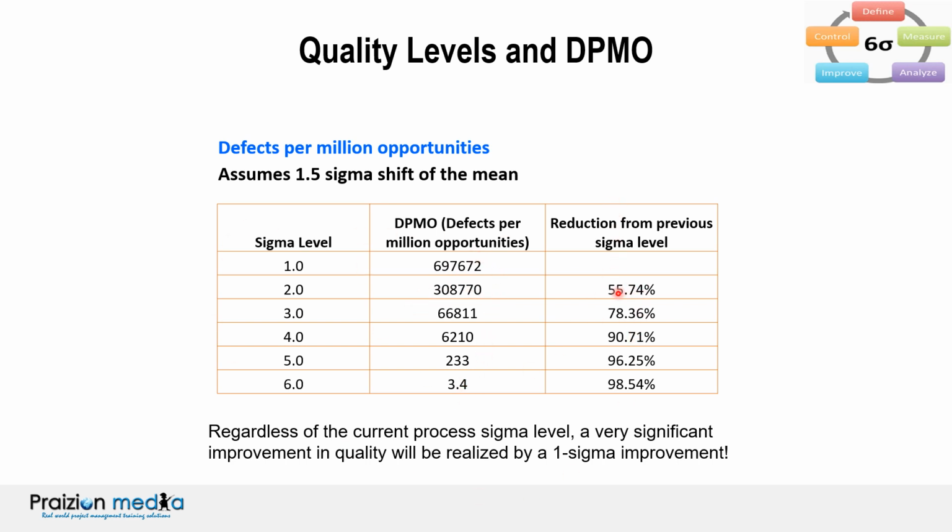This graph shows, these numbers show the improvement from the previous level. When you move from 1 sigma to 2 sigma, you improve by 55%. From 2 to 3, you improve by 78%, again compared to the previous level. From 3 to 4, you improve by 90%. 4 to 5, you improve by 96%. 5 to 6, you improve by 98%. You see, from 4 sigma onwards, every jump to the next sigma is nearly 100% improvement. That is multifold there. So regardless of the current process sigma level, a very significant improvement in quality will be realized just by 1 sigma improvement.